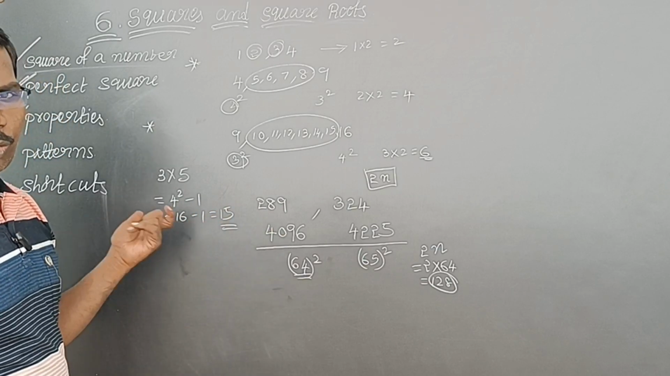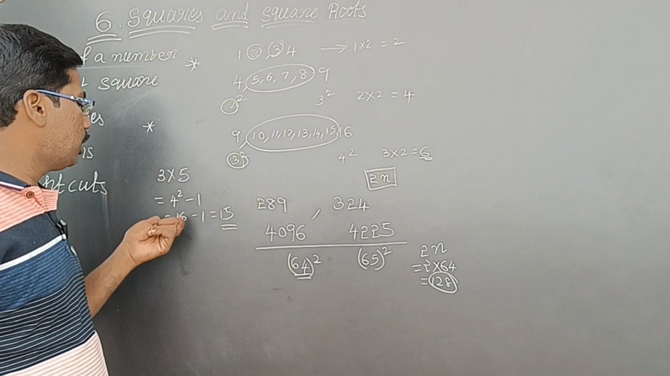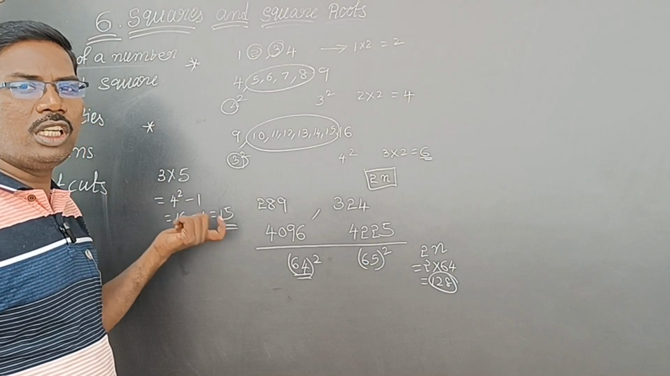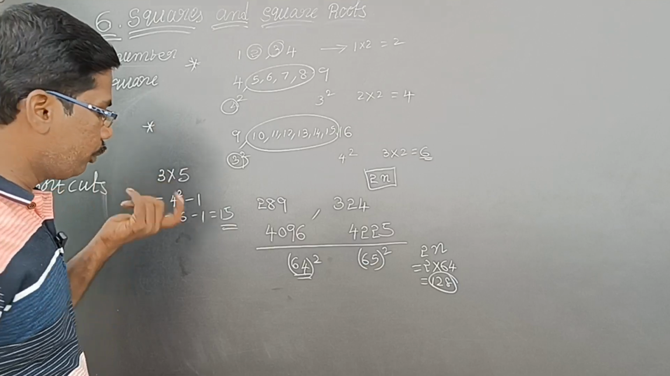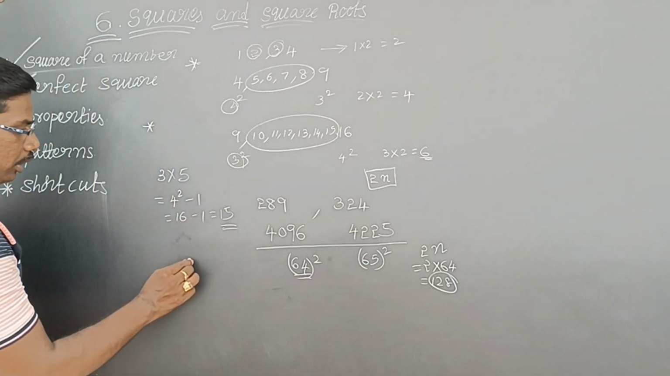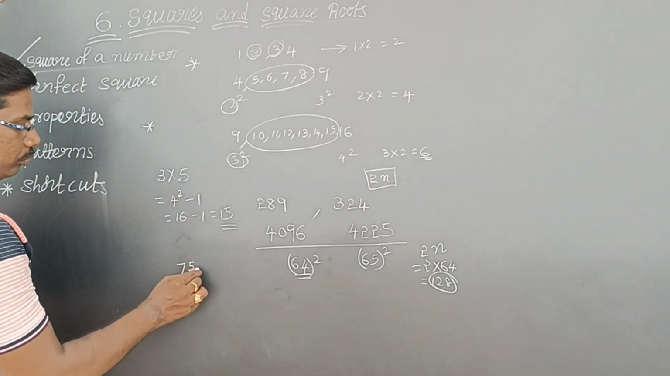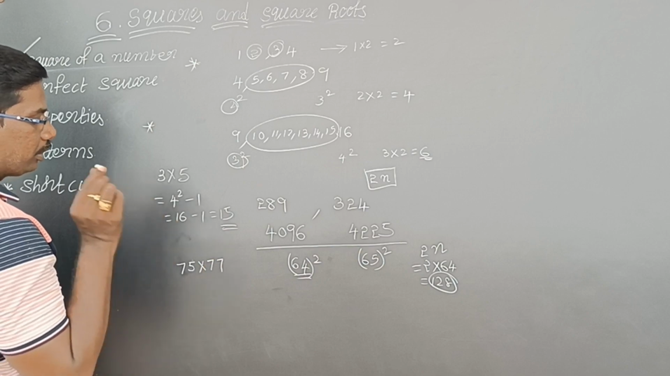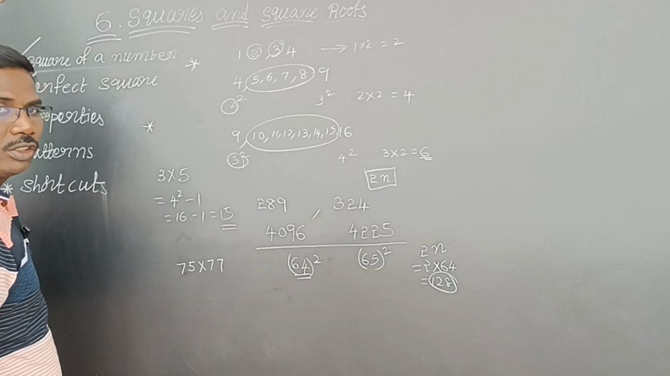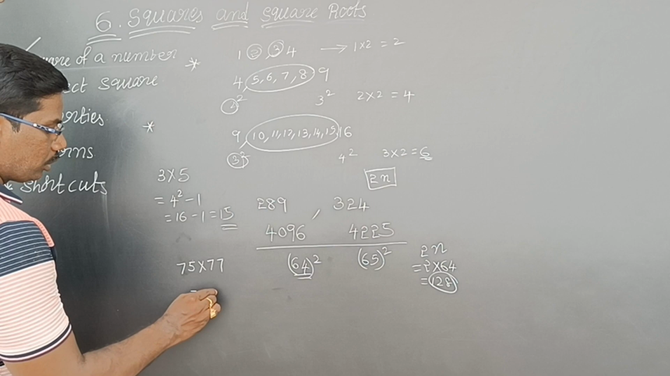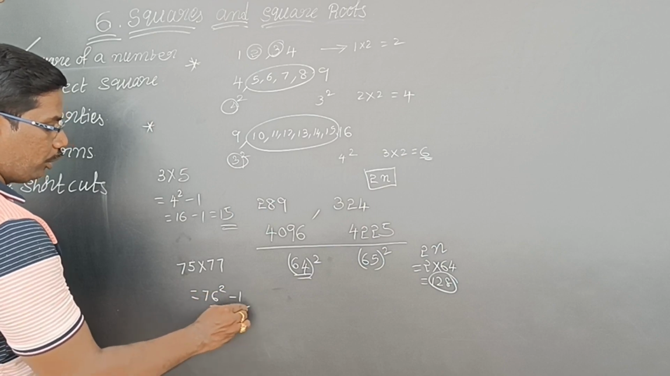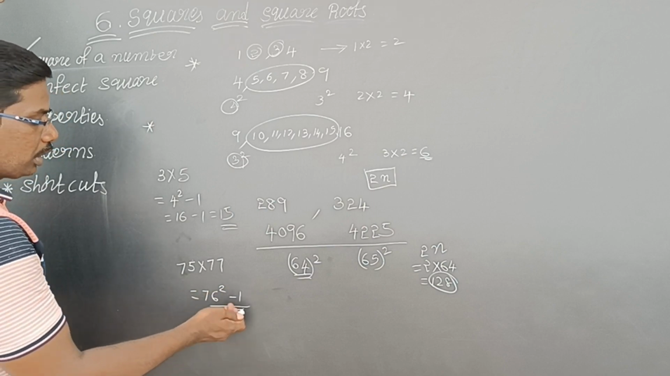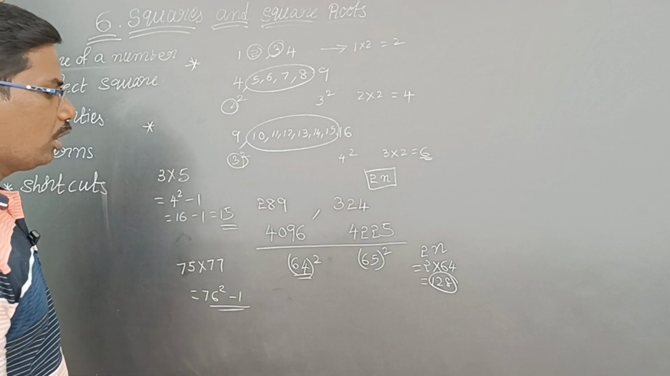So this is the most important property. Without multiplication, if you know squares up to 100 squares, you can easily write the answer. For example, see here, 75 into 77. So what will you do? 76 square minus 1. If you know 76 square, then 76 square minus 1 you can do very easily.